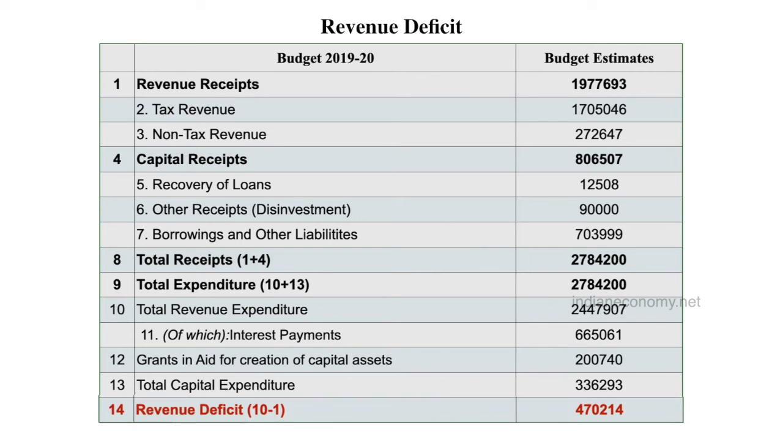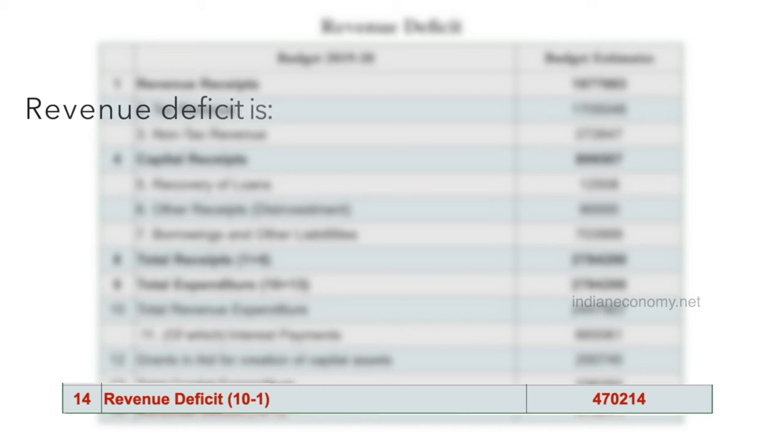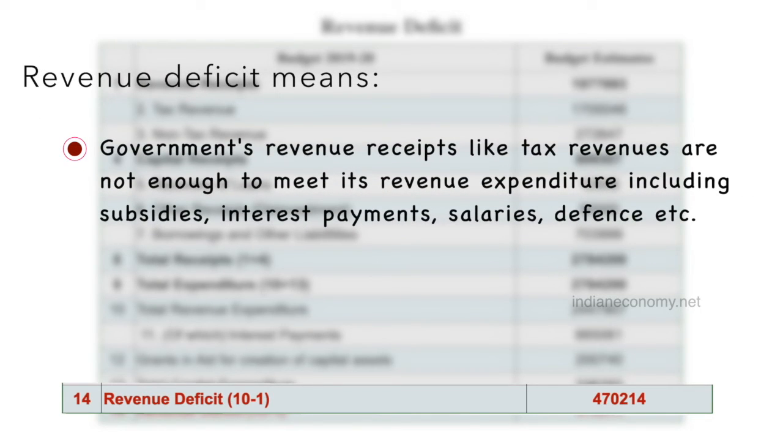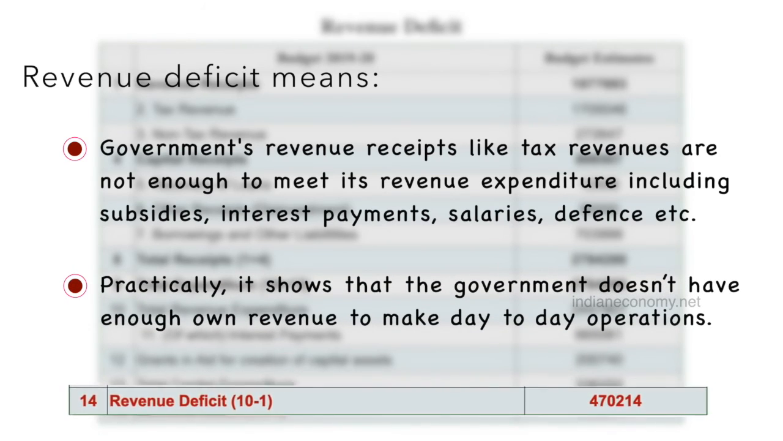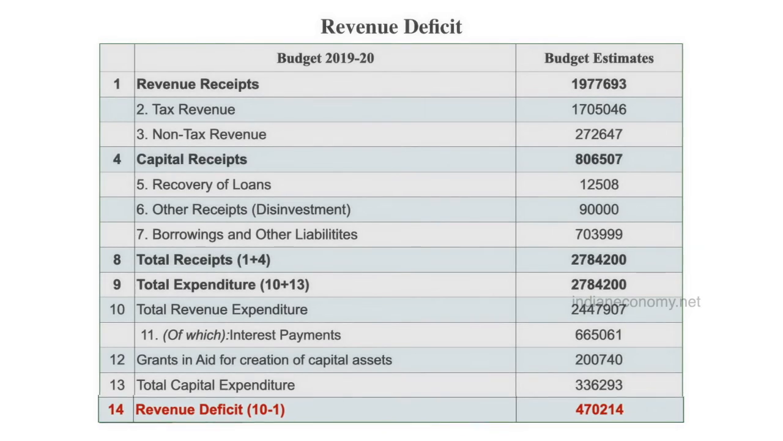Revenue deficit is one of the important indicators of the government's fiscal health. What is revenue deficit? Revenue deficit is the excess of revenue expenditure over revenue receipts. It shows the extent to which the government's revenue receipts, like tax revenues, are not enough to meet its revenue expenditure, including subsidies, interest payments, salaries, defense, etc. Practically, it shows that the government doesn't have enough own revenue for its day-to-day operations. So that is the implication of revenue deficit. Item number 14 shows revenue deficit.